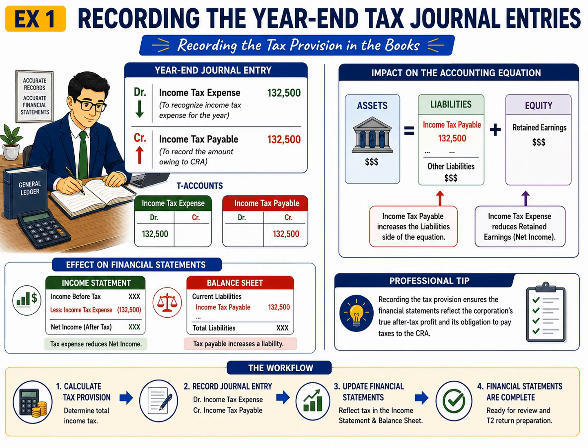The key takeaway from this slide is simple. Calculating the tax is only the first step. Recording the correct journal entry completes the accounting process by updating both the income statement and the balance sheet, ensuring that the financial statements accurately reflect the corporation's after-tax results.